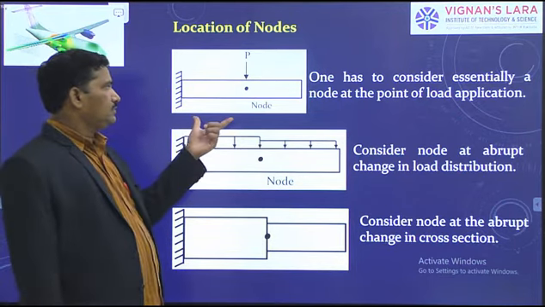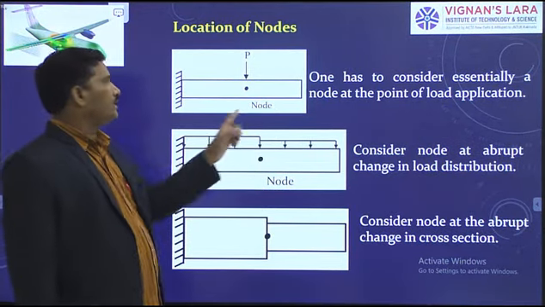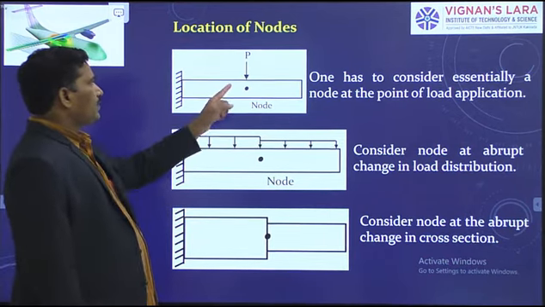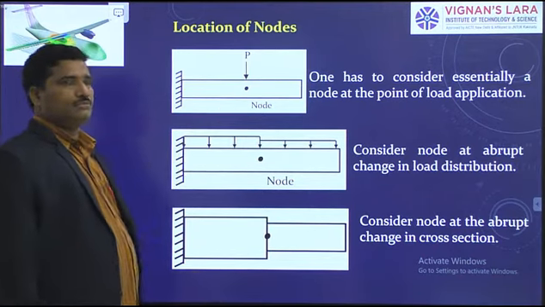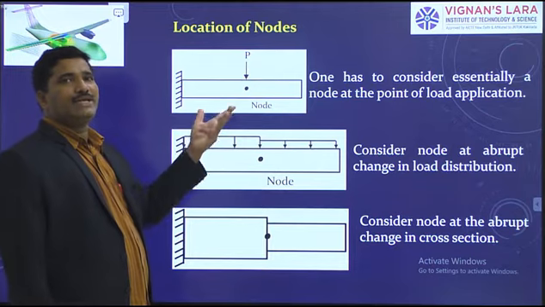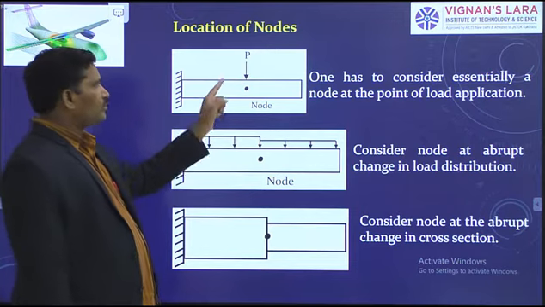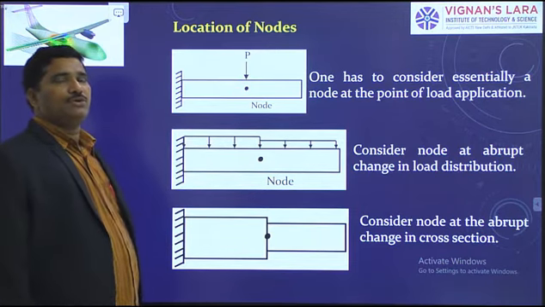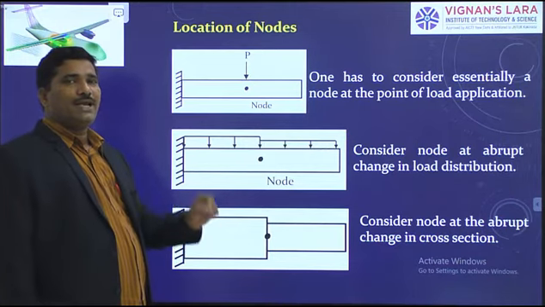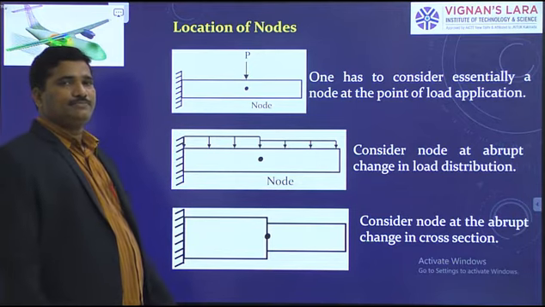We have a member here, a bar of uniform cross section with one end fixed. It is supporting a concentrated load. So what type of beam is it? It is a cantilever. When a beam of this type supports a concentrated load as shown, one has to consider a node at the point where the concentrated load is acting.